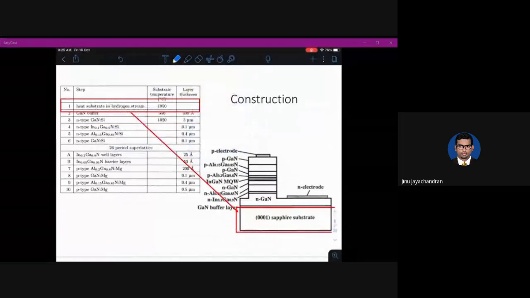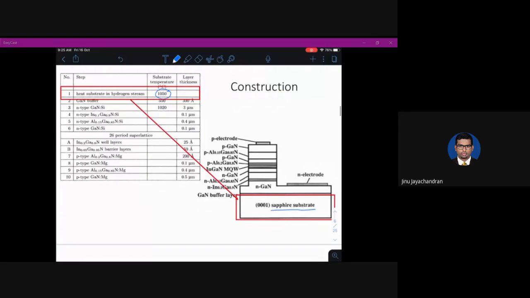So the first layer is the sapphire substrate. Okay. So this is a heat substrate in hydrogen stream. So what you do is you have a sapphire wafer, then you heat it in hydrogen stream at 1050 degrees Celsius. Okay. So that is your first layer.